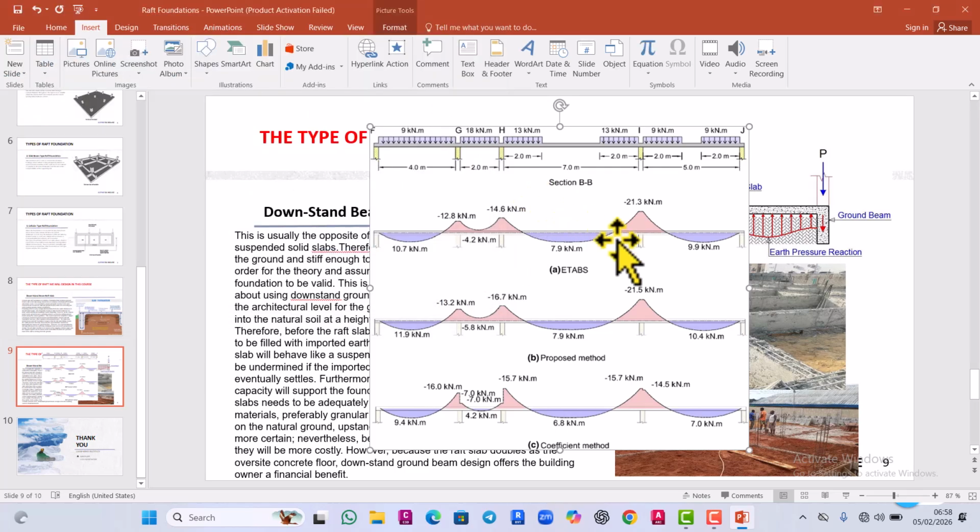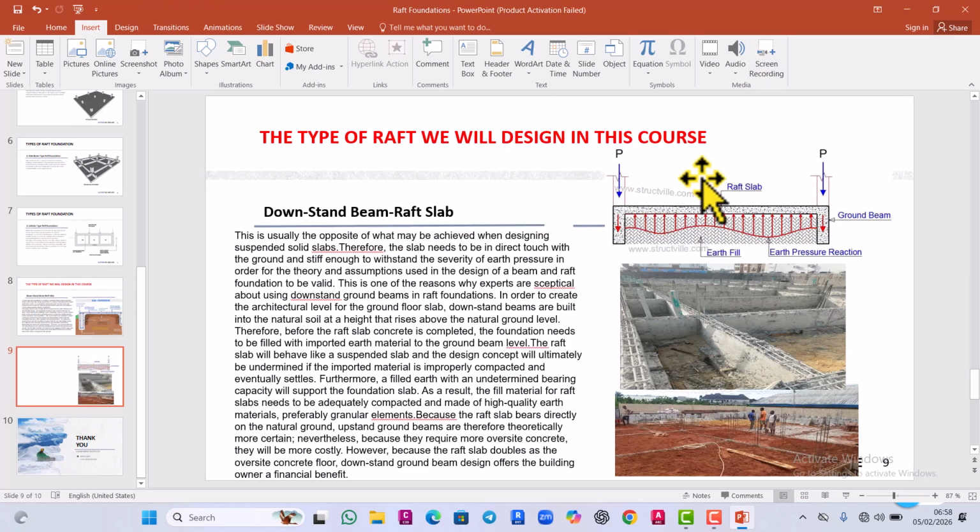So the opposite is now the case. This one now comes up here, so instead of going this way, it will now go this way. So I would just recommend you search for the bending moment of a raft foundation and be able to understand what I'm saying. Okay, so that is how it works. And also when you read this, that is also what it's saying.